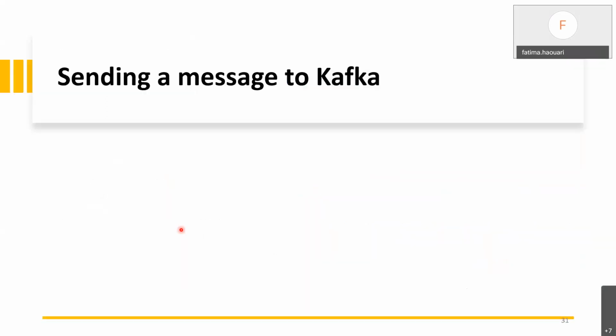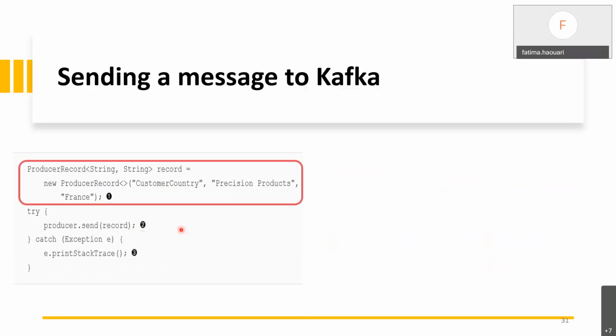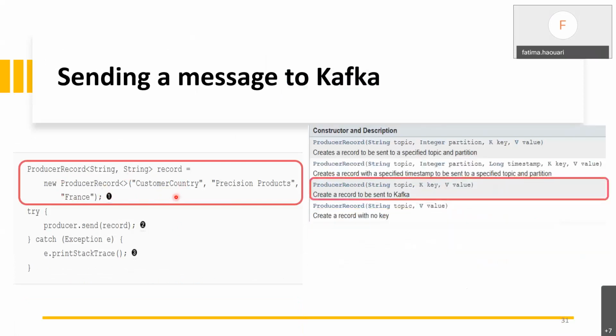So how do we use this Kafka producer to send messages? We need to create a producer record. Here, they are using a constructor that has topic, key, and value. But there are five different constructors that we can use to create a producer record based on our application. As I said, because the key and partition are optional, here we have a constructor that has only topic and value if we need this.